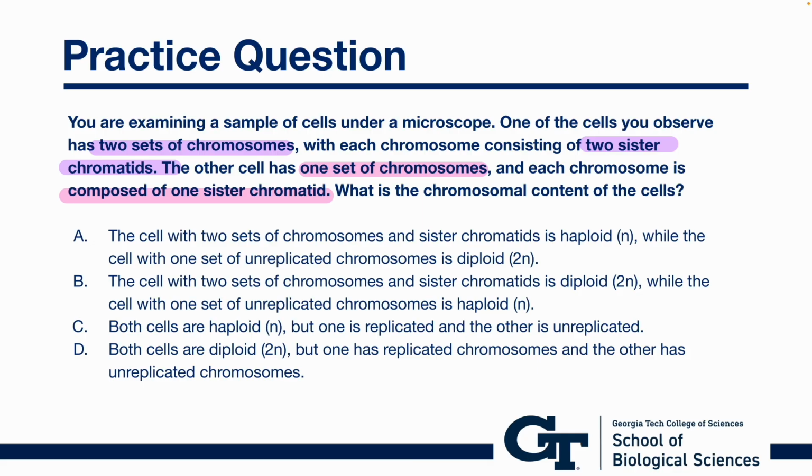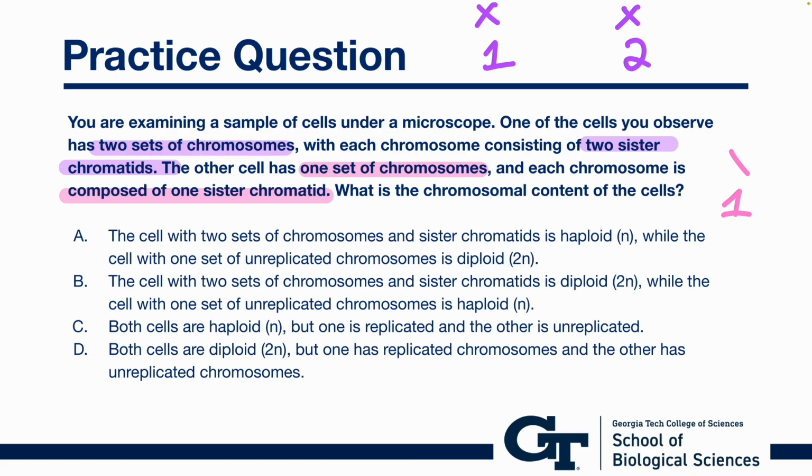So for our first cell, we have two sets of chromosomes, okay? And each chromosome, so 1, 2, and each chromosome consists of two sister chromatids. So boom, boom. What about with our second cell? Well, we only have one set of chromosomes, and it's composed of one sister chromatid. So let's go ahead, not even look at the answer choices. Let's just identify this for ourselves so we know.